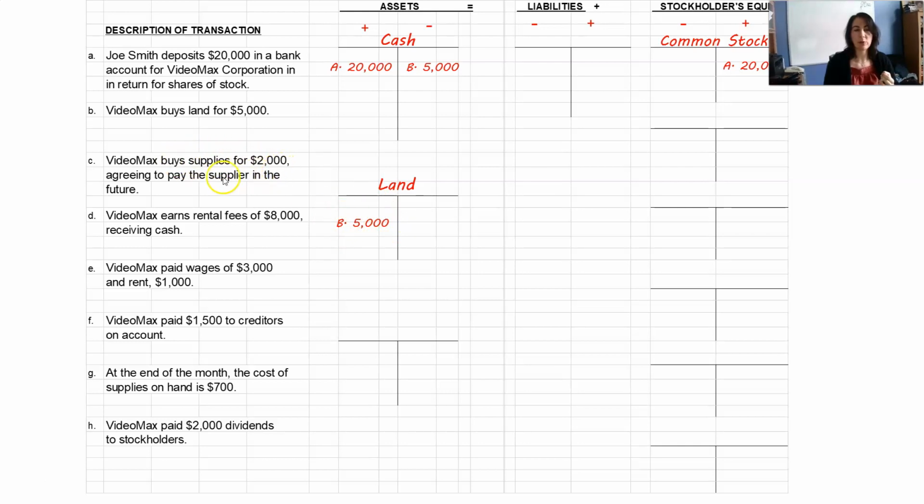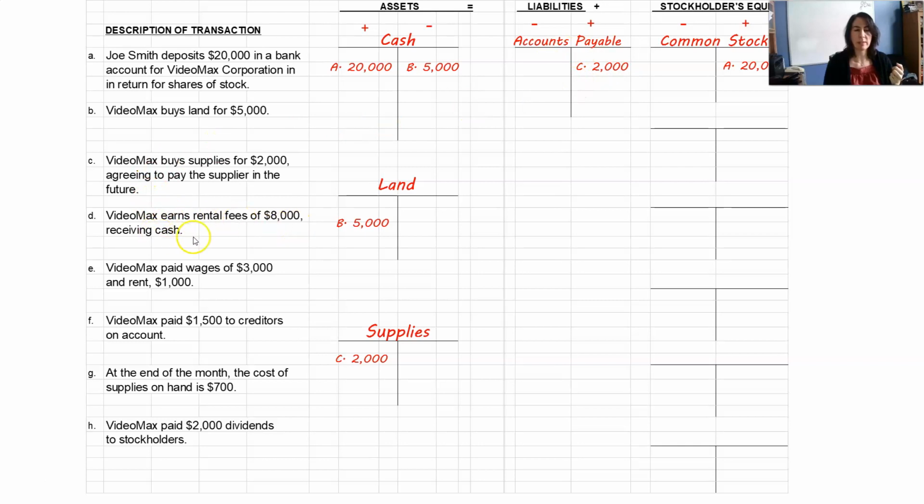VideoMax buys supplies for $2,000, agreeing to pay the supplier in the future. All right, so the VideoMax is getting supplies. We're dealing with supplies, and we're dealing with accounts payable. Those are the two different things we're dealing with. So let's put those in there, supplies and accounts payable. We'll hit that under the liability section. All right, so we've got a debit to supplies of $2,000 because we're getting supplies. We're increasing that account, and we're increasing our liabilities by $2,000. There's your credit.